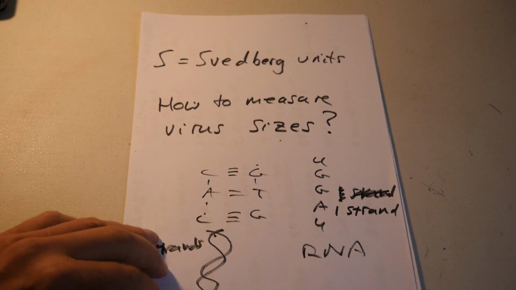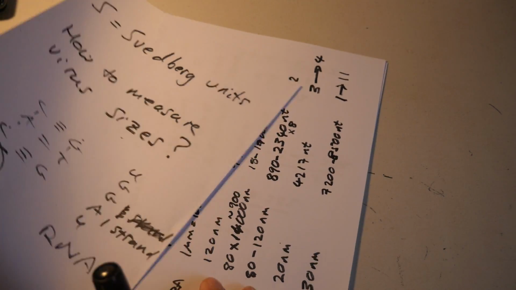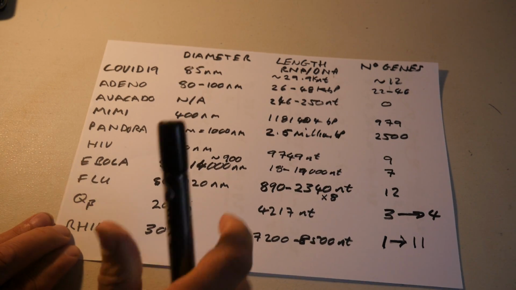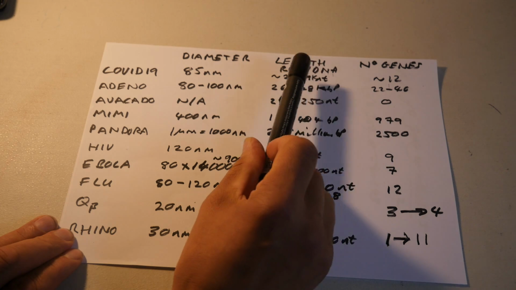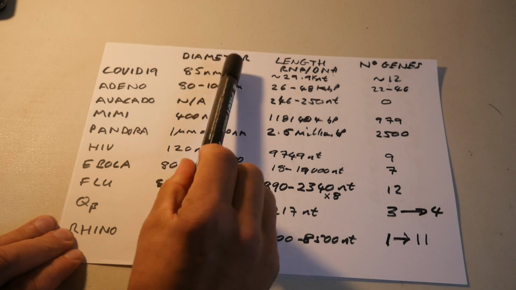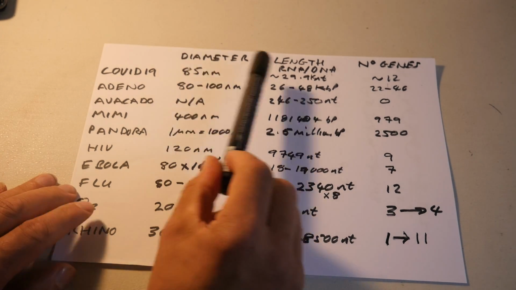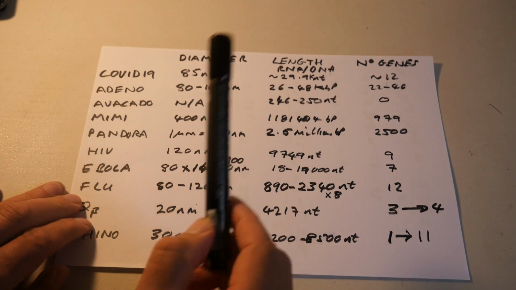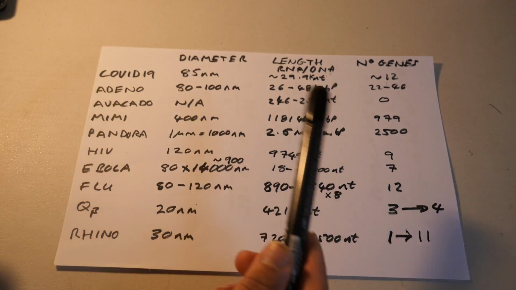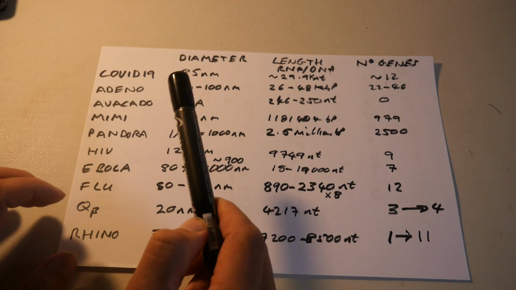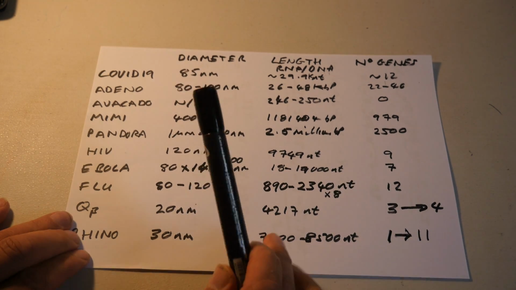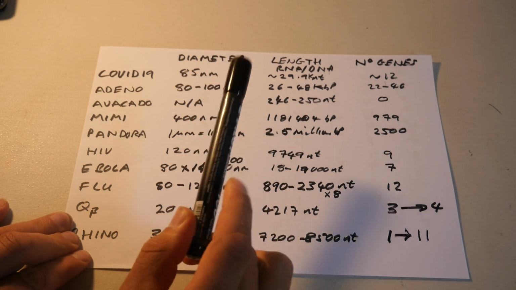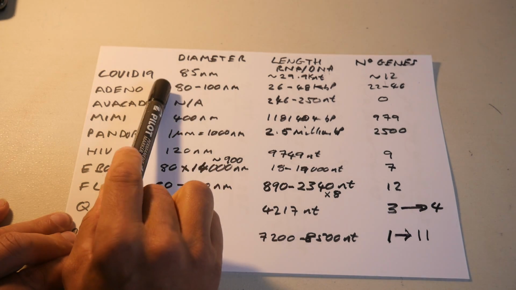So I'm going to talk instead about a slightly more interesting way of looking at it, which is in this table. You've got the virus, the lengths of the RNA or DNA, the diameters of the capsids, the protein coats, and the number of genes they have. This is more fun, and it's a good way of doing things as well. It's just not Svedberg units.